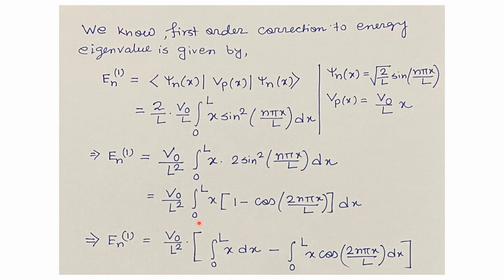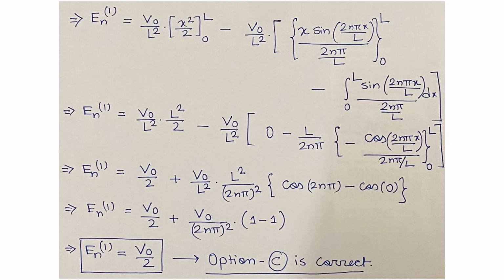So basically now this integration is divided into 2 parts. So this will give V0 by L square times integration 0 to L x dx minus integration from 0 to L x cos 2 n pi x by L dx. Now from the previous equation we have to perform 2 integrations. One was integration x dx from 0 to L, and another one was integration 0 to L x cos 2 n pi x by L dx. So for the first integration we will have V0 by L square times x square by 2 from 0 to L, and for the second integration we have to apply the by parts rule.